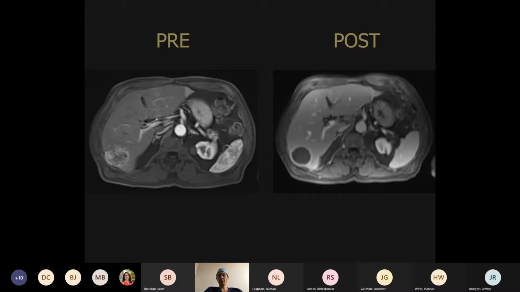The procedure can be done as an outpatient. So the patient comes to the hospital, gets the procedure done, and then can go home the same day. And then we keep following those patients up to make sure that the tumor doesn't recur. Go to the next one.